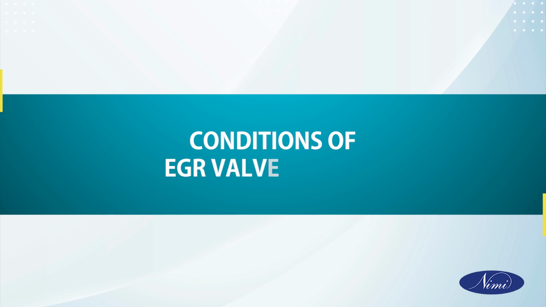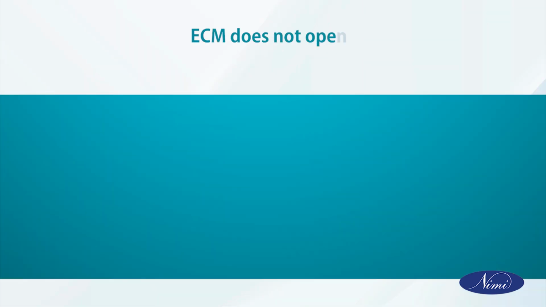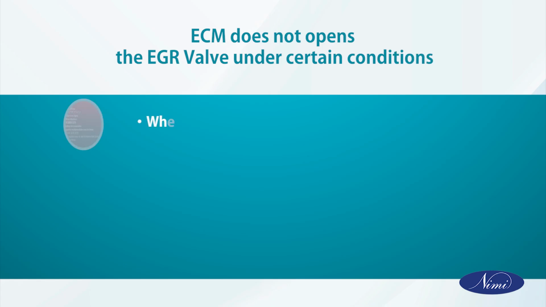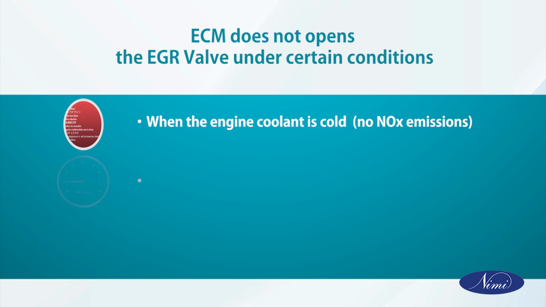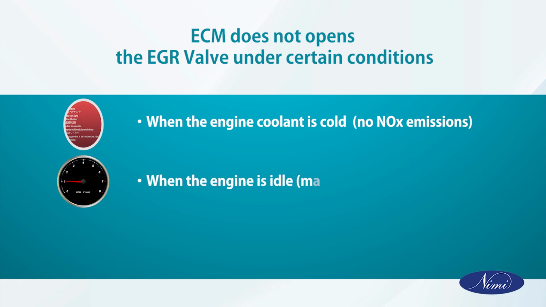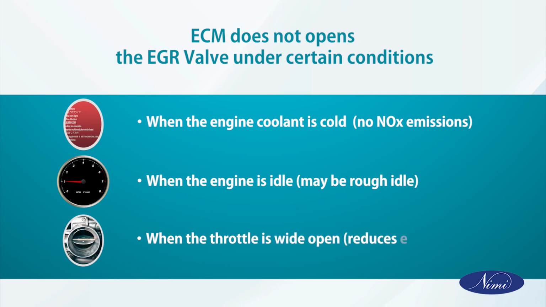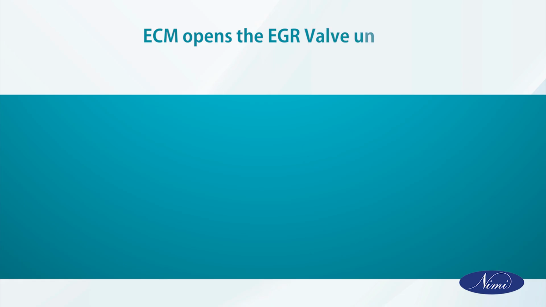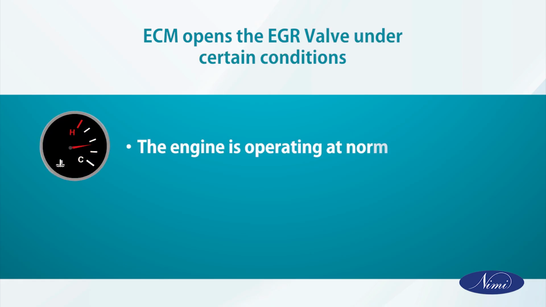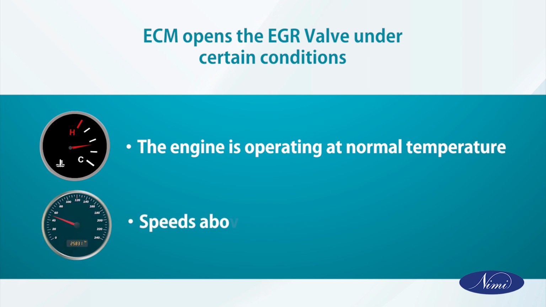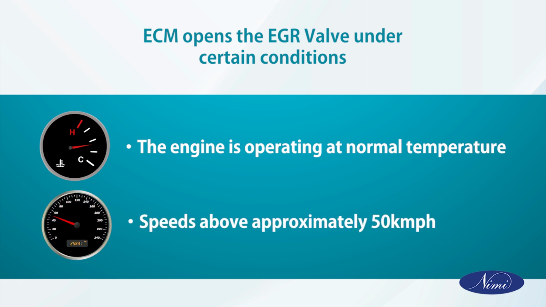Conditions of EGR valve opening. ECM does not open the EGR valve under certain conditions. When the engine coolant is cold, there are no NOx emissions. When the engine is idle, there may be a rough idle. When the throttle is wide open, it reduces engine power. ECM opens the EGR valve under certain conditions. The engine is operating at normal temperature. Speeds above approximately 50 km per hour.